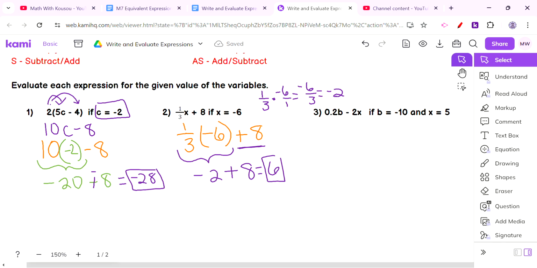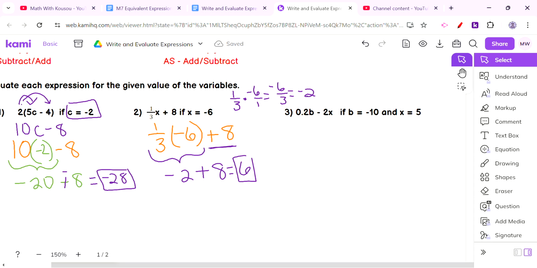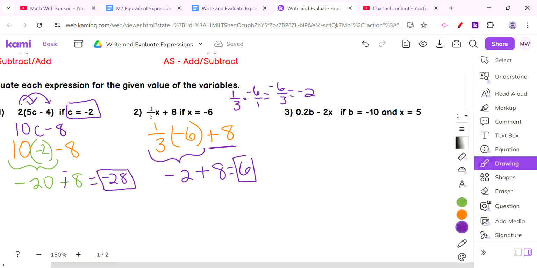All right, this next expression, we have 0.2b minus 2x. We're going to plug in b as negative 10 and x as 5. So the expression that we're given here is in fact already simplified. We can't combine like terms or do the distributive property before we start this. So we can go right ahead into substituting. So I have here 0.2, I'm going to plug in b to be negative 10 minus 2x. So minus 2 parentheses x, which is 5.